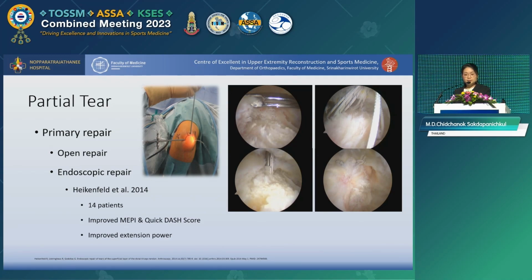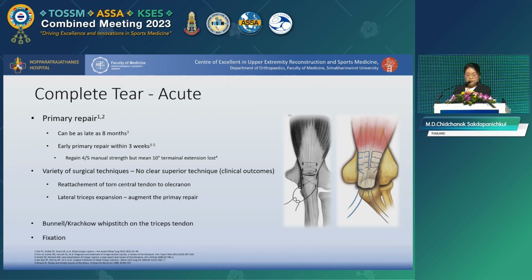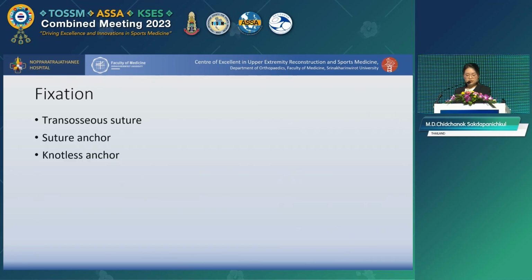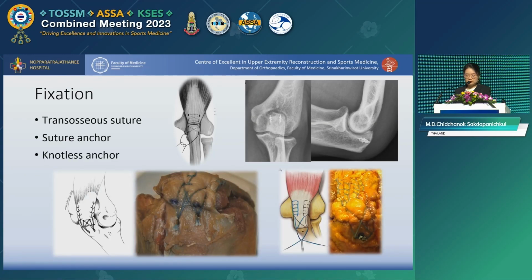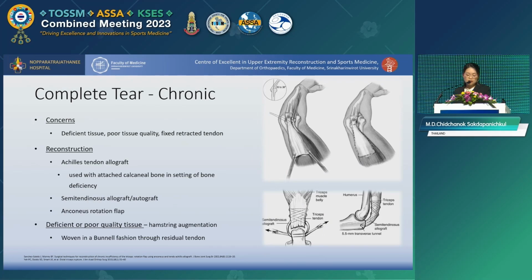Primary repair can be done by open repair or endoscopic repair. In acute complete tear, early repair within 3 weeks is recommended, but can be as late as 8 months. The main concept of the surgery is first, suture onto the triceps tendon, then second, the fixation, which can be done by transosseous suture, anchor, knotless anchor, single or double row technique. Now talking about chronic complete tear, Achilles tendon allograft can be used. Hamstring augmentation can be used in poor quality tissue.